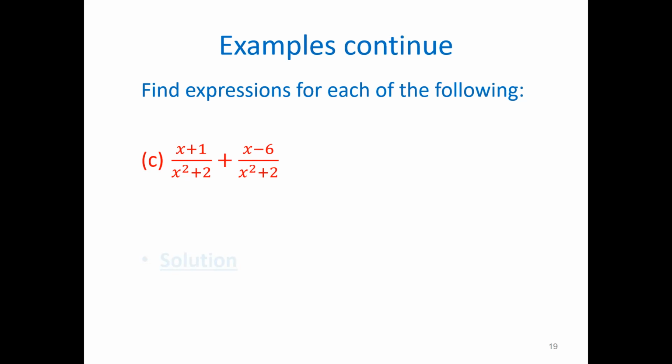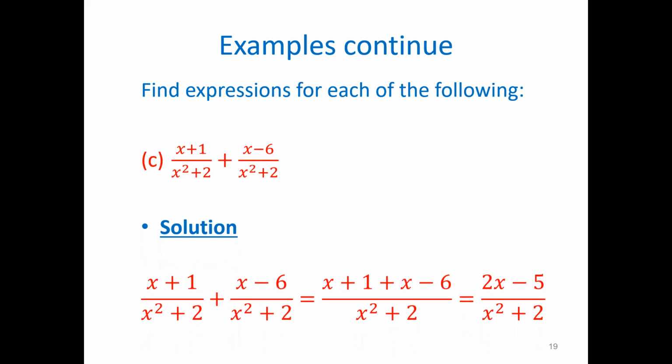Then the final answer will have the same denominator, which is x squared plus 2, and then we have to add up the numerators of both fractions. So x plus 1, this is the numerator of the first fraction, plus x minus 6, the numerator of the second fraction. And then we have to add these, we have to look for the like terms. x and x, we can add them together to 2x, and 1 minus 6 is minus 5. So the final answer will be 2x minus 5 divided by x squared plus 2.